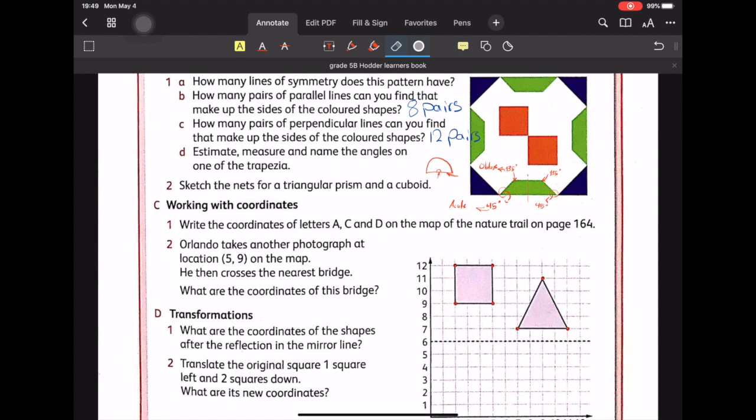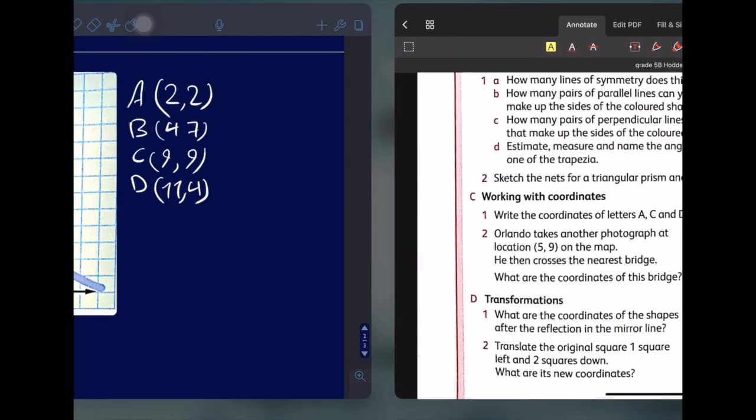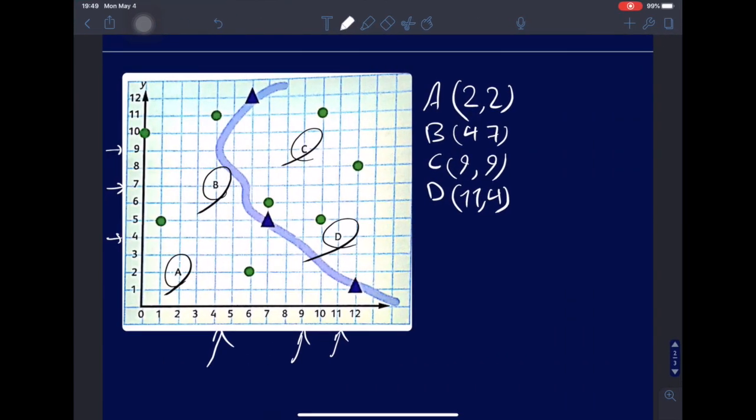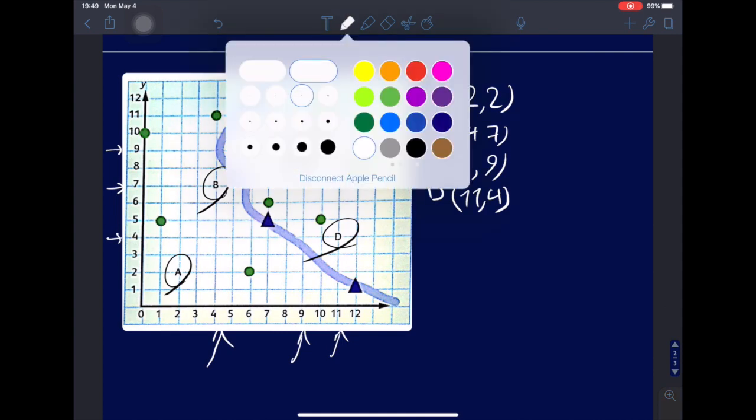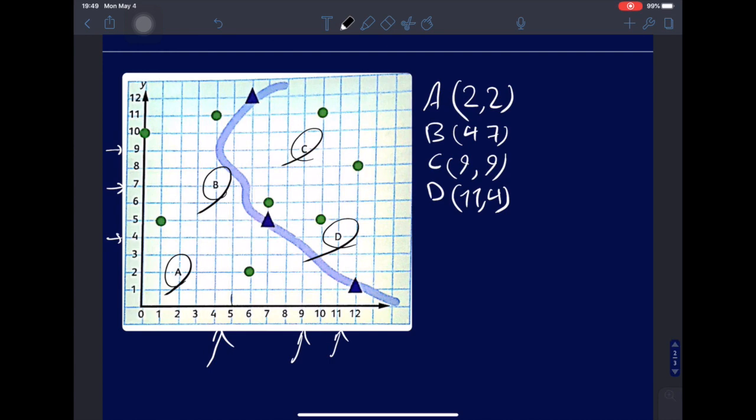Question 2. Orlando takes another photograph at location 5, x5, y9 on the map. He then crosses the nearest bridge. What are the coordinates of the nearest bridge? Okay, let's get back. The coordinates were x5, y9. If we want to show it, it's going to be x5 and y9.